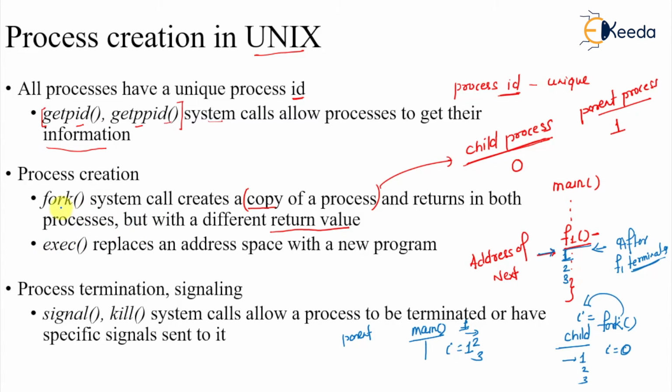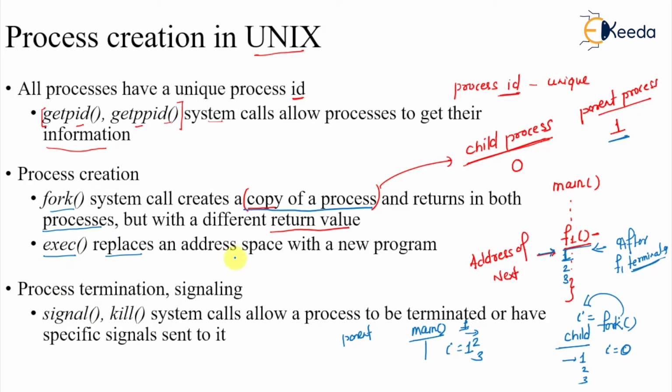Okay, so that is your fork command, and it will return 0 and 1: 0 to the child process and 1 to the parent process. A system call creates a copy of the process. This is the important term you need to remember, that it creates a copy of the process and returns in both processes.